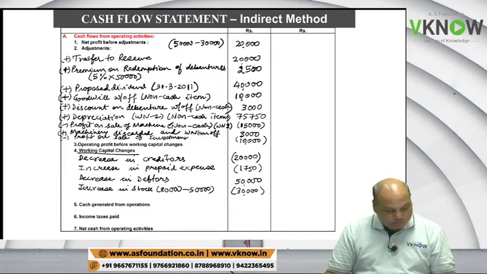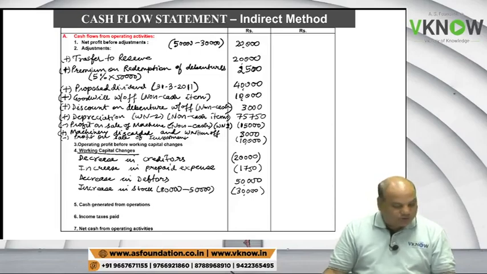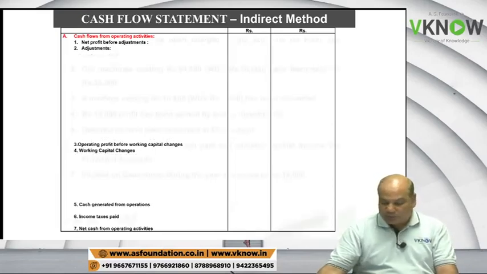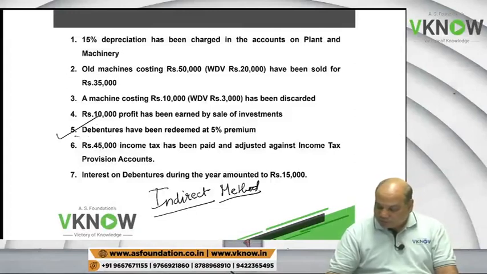Okay, one more line is pending. Point number 5, debenture have been redeemed at 5% premium. This we have done.